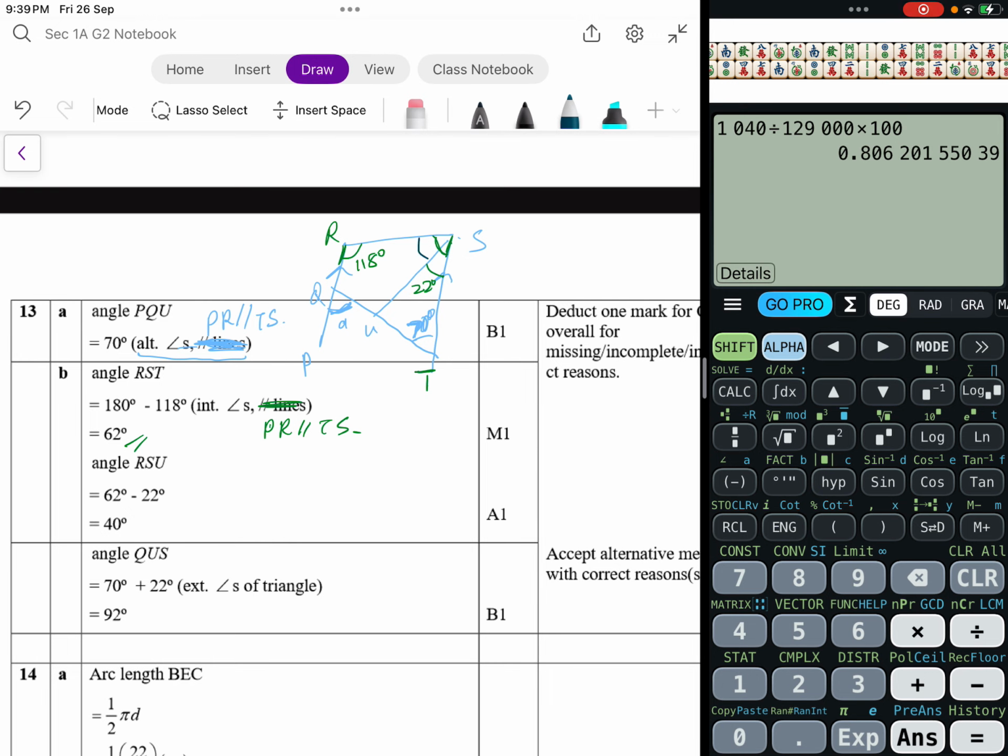So they want RSU here, this angle here. Since this angle is 22 and this whole angle here is 62, because we found it from here, we just need to subtract to find RSU, which is part B. This is part B.